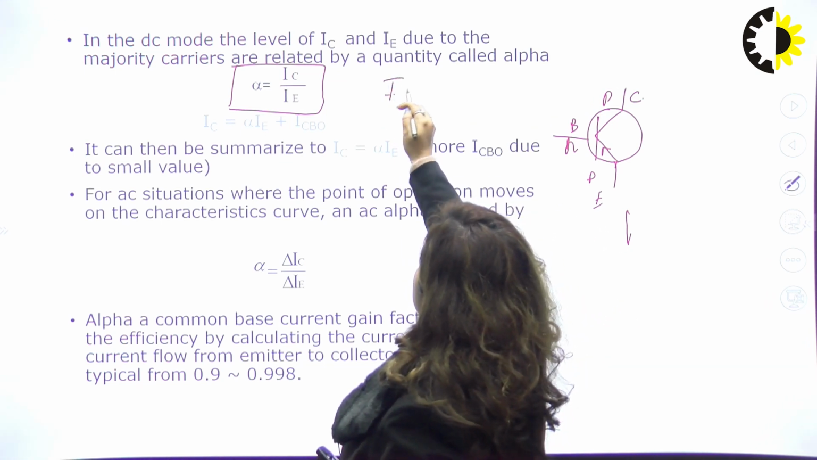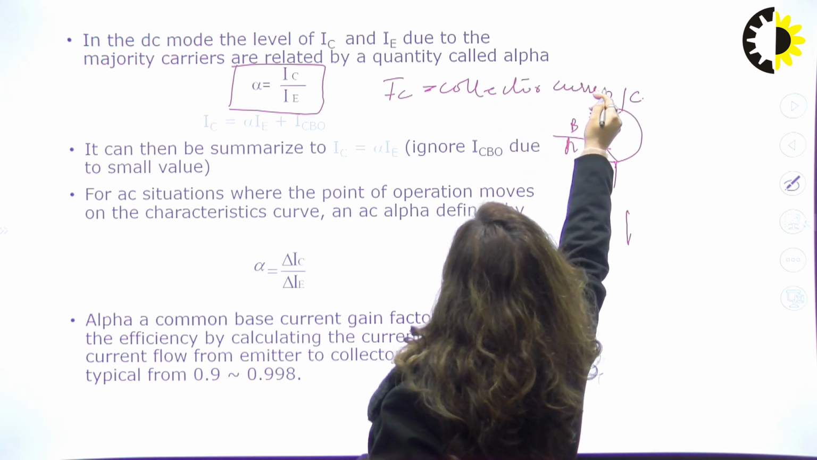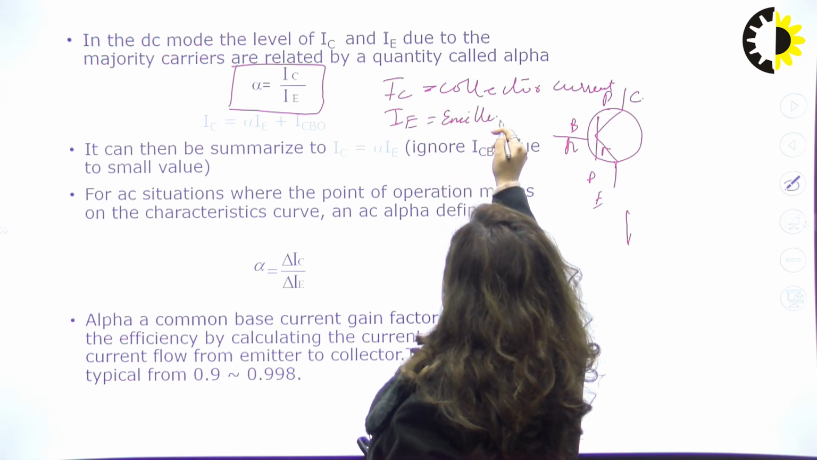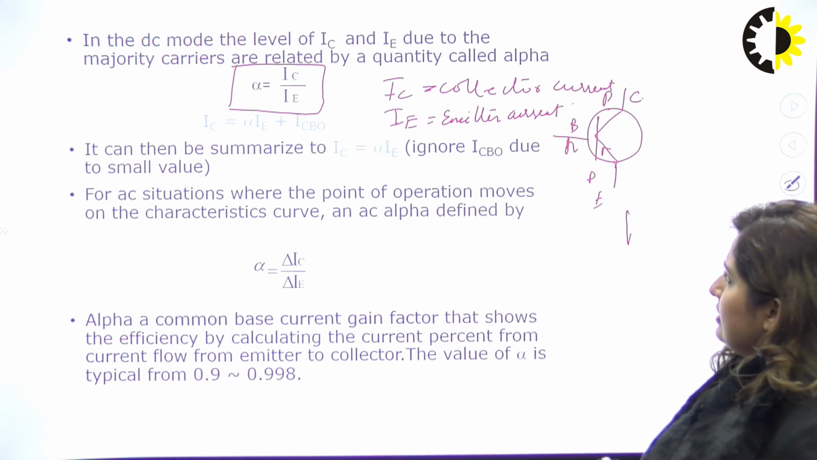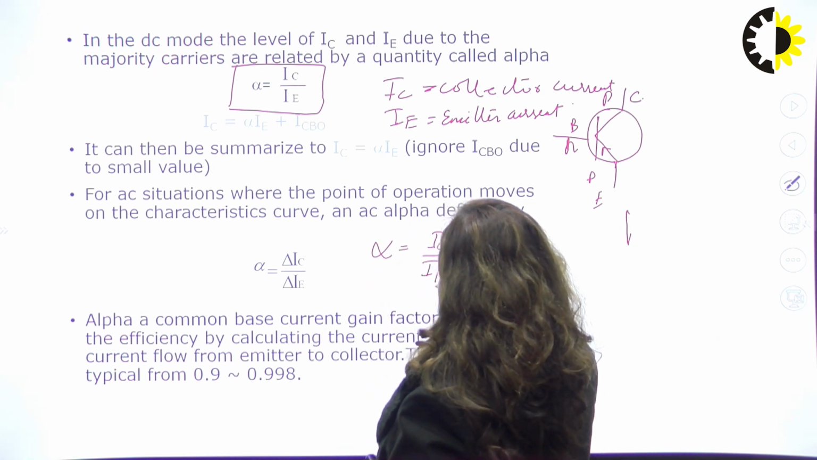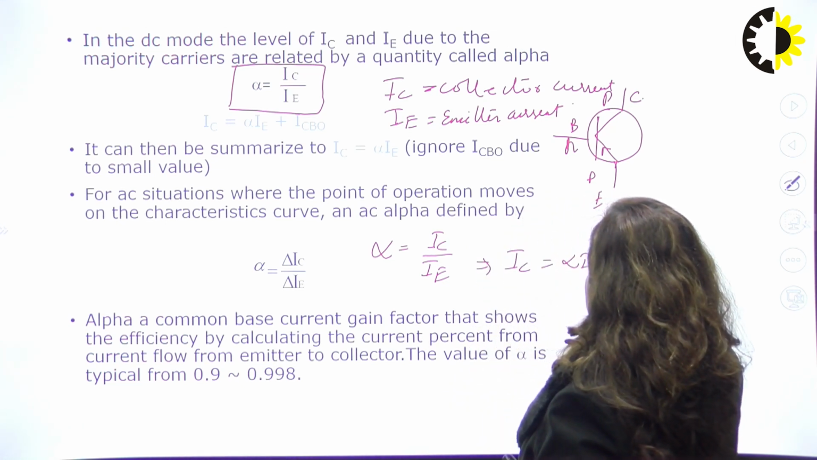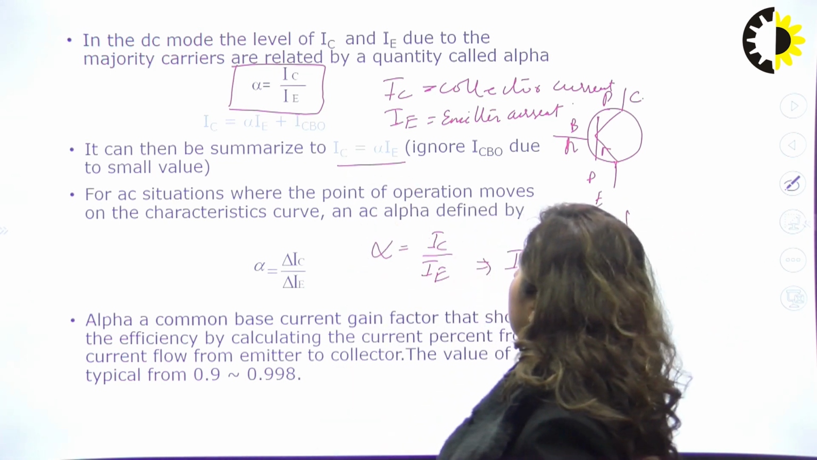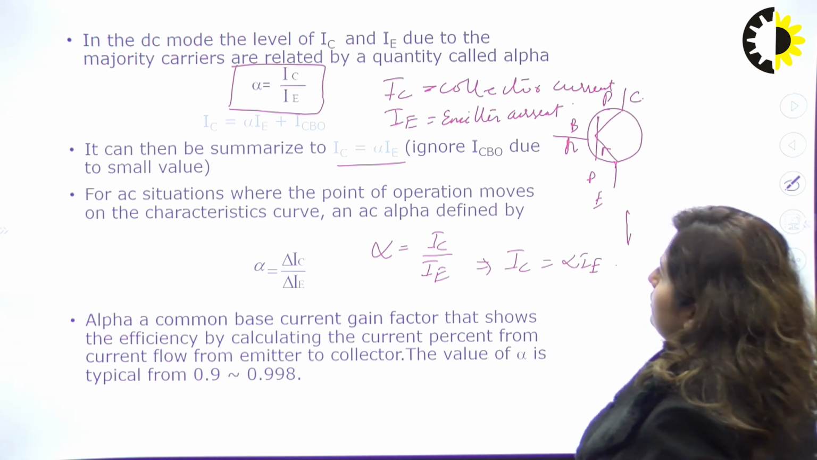Here IC is the collector current, and IE is the emitter current. Since alpha is IC by IE, we can write IC as alpha into IE. So it can be summarized as IC equals alpha times IE, ignoring the common base reverse leakage current due to its small value.